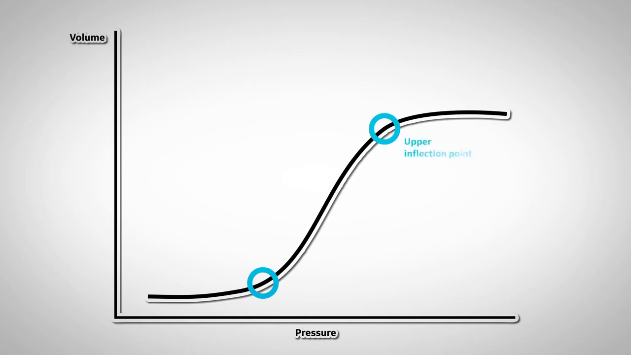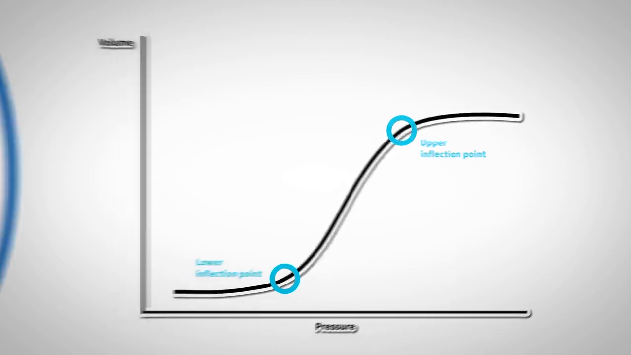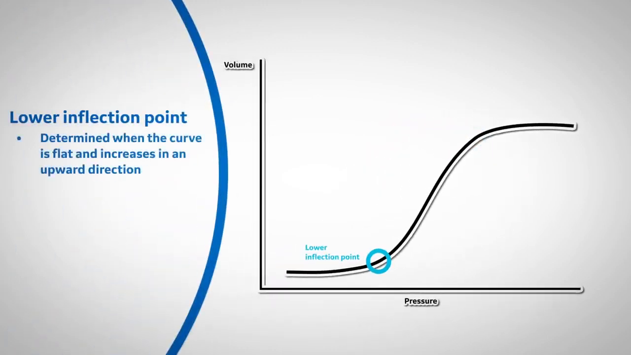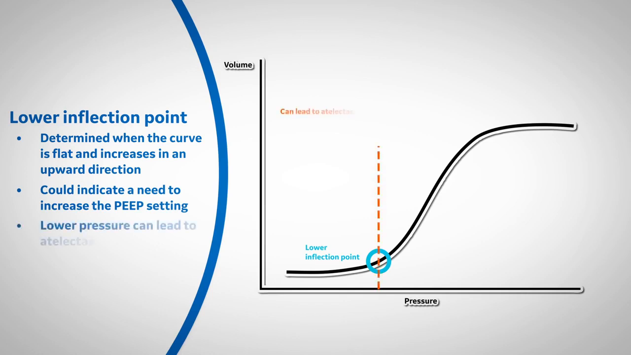They are the upper and lower inflection points and can be visualized by the curve's change in direction. The lower inflection point is determined when the curve is flat and increases in an upward direction. This could indicate a need to increase the PEEP setting. Any pressure below the lower inflection point can lead to atelectasis.